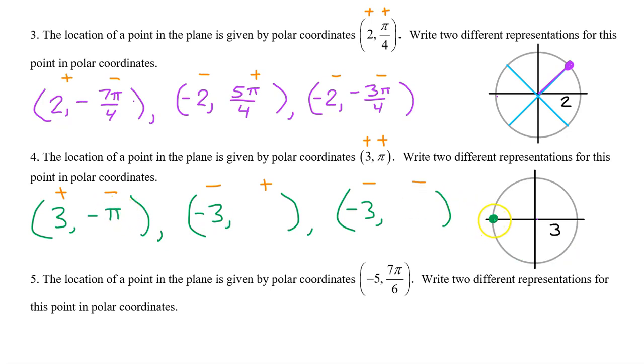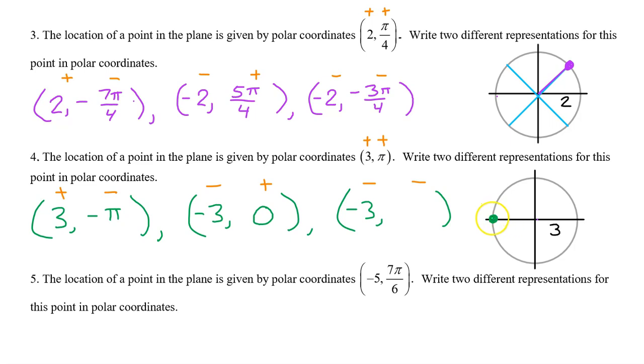Now let's find another name for this point that begins with a negative r value. Because of the negative r value, theta needs to go in the opposite direction from the point. In the opposite direction from the point would be 0 radians, or I could have said 2 pi radians. Then the negative r value will move us in the opposite direction, landing on the target. So another name for this point is negative 3 comma 0.